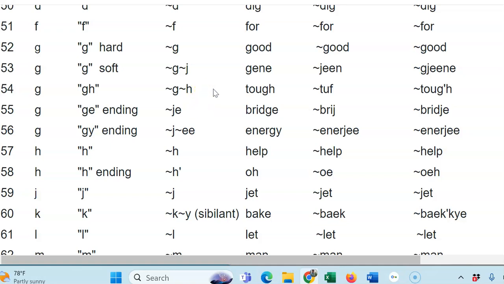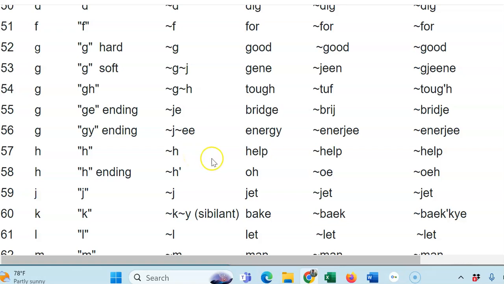And GH is a real toughie. The word tough, it's Taug. That's a Taug one, unfortunately. And the GE ending, ja, as in bridge, has a silent D and a silent E. So we have to say them. Bridge. And GY is always said, ending GY is G. Always said G. If you hear G, you know it's a GY ending.